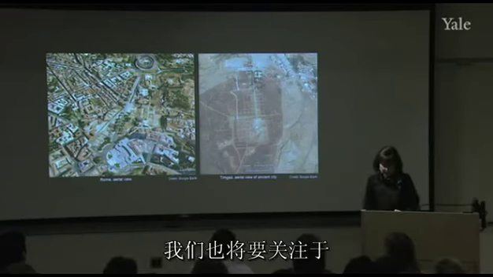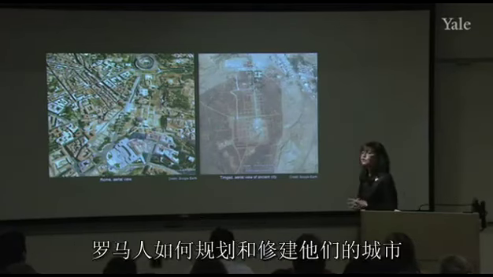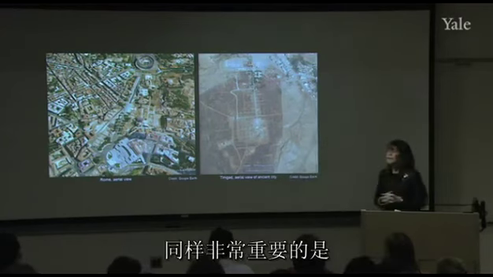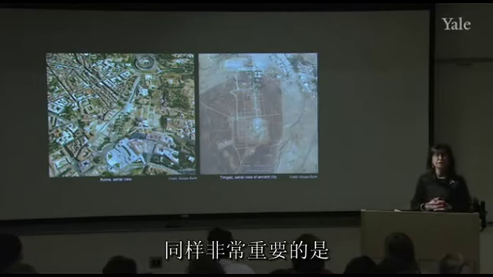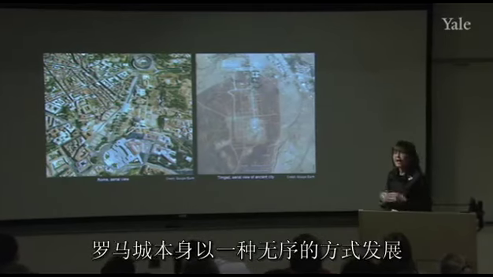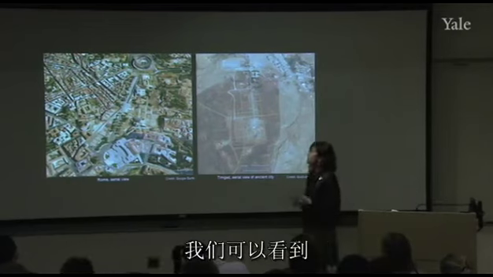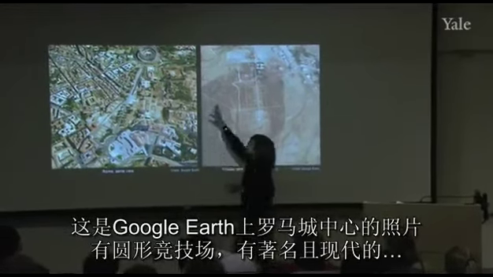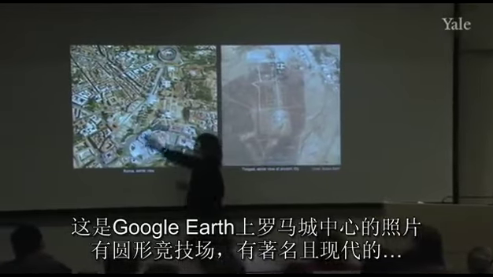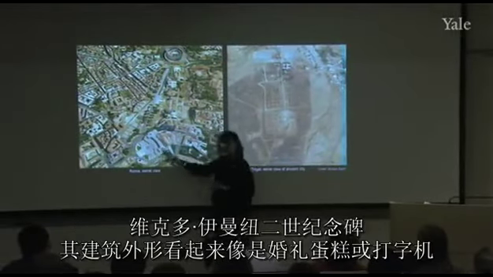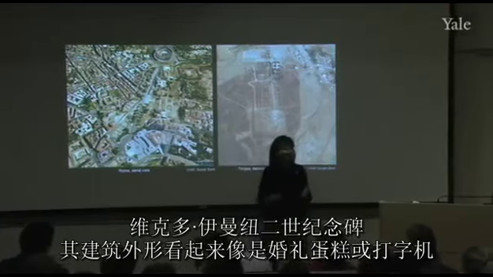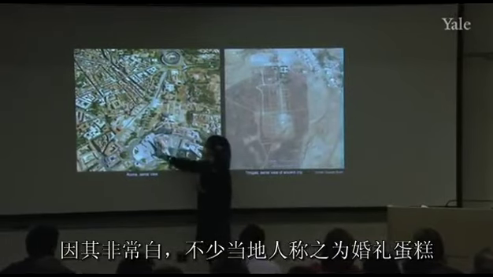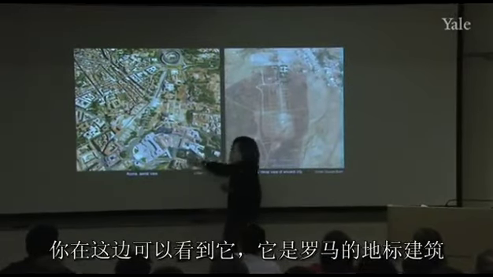We'll be concentrating on the ways in which the Romans planned and built their cities. And it's important to note from the very outset that Rome itself grew in a very ad hoc way. And we can tell that. Here's a Google Earth image showing that core of Rome with the Colosseum, with the famous modern Victor Emmanuel monument that looks either like a wedding cake or a typewriter. It's very white, and it's called the wedding cake by a lot of the locals. You see that here, but it's a landmark in Rome.